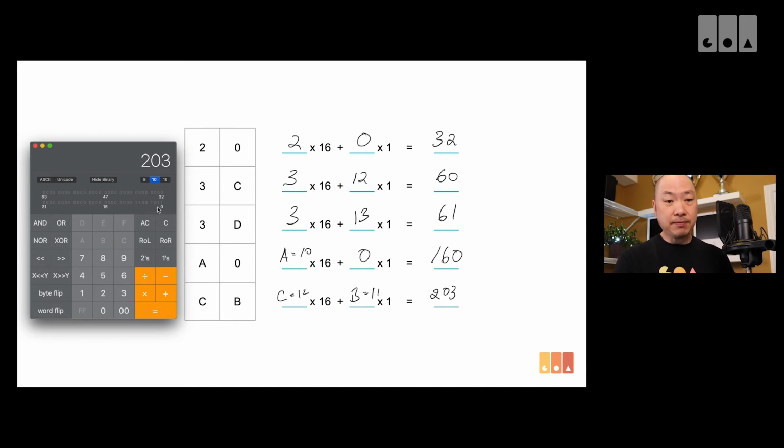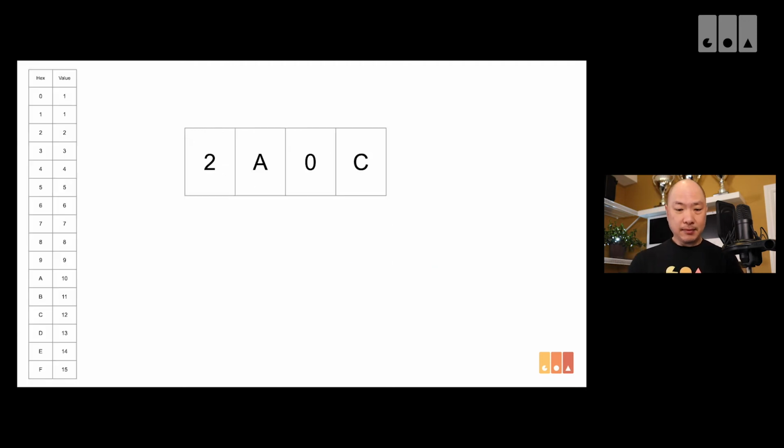Okay, let's confirm that. So base 10, 233. Let's switch to base 16, CB. Okay, so I just walked you through some calculations on how to convert between hexadecimal and decimal. Now here, let's see what this is. 2A0C. What do you think this is?